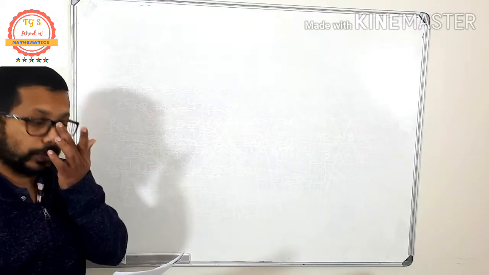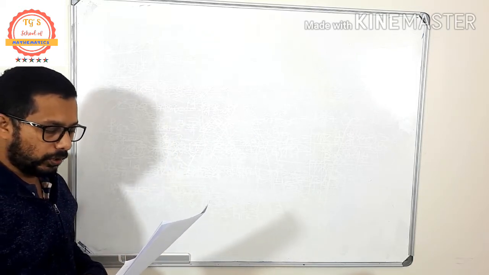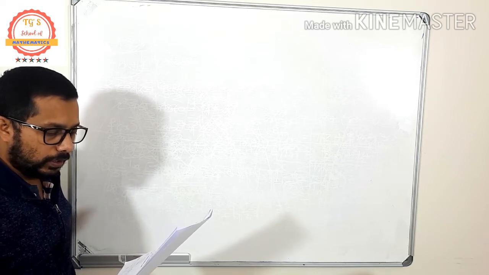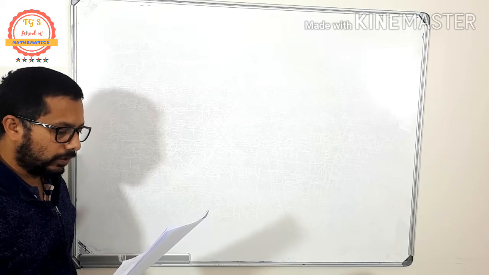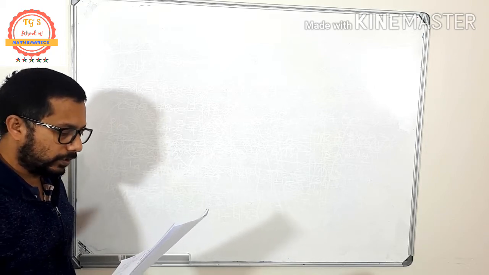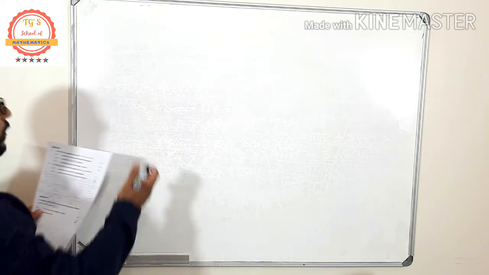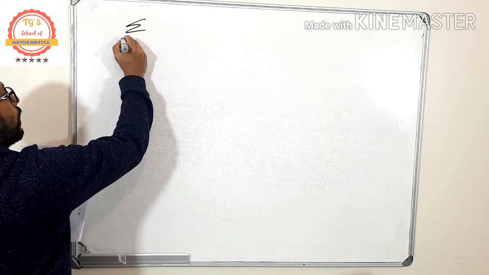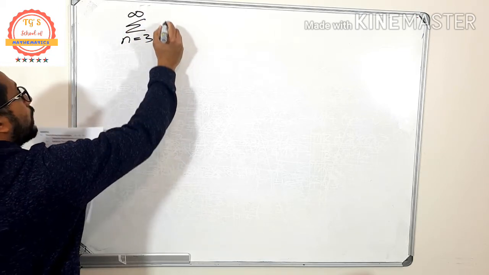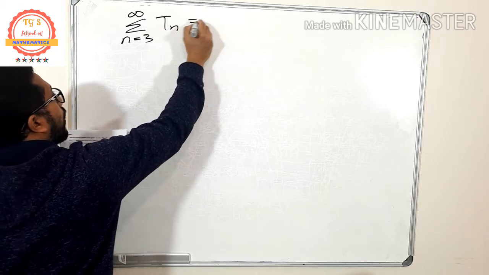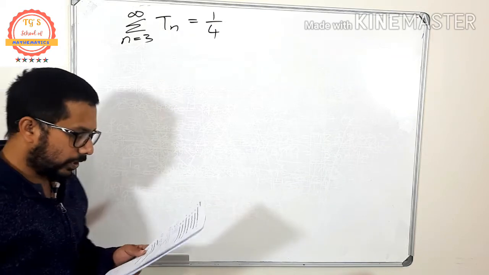Okay, what is question number 3? A convergent geometric series consists of only positive terms, has first term a and constant ratio r, and nth term tn, such that the sum from n equals 3 to infinity of tn is equal to 1 over 4. It is given like this. So what is given in the question?